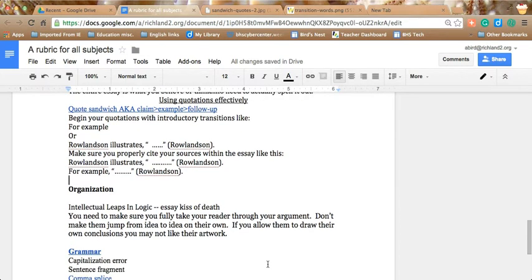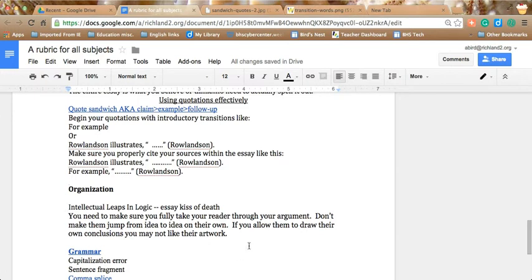Organization. Many times your students, this is not just the 5-paragraph essay organization we're talking about here. Sometimes they'll have intellectual leaps in logic. They'll draw conclusions and then be upset that they don't like your artwork. So what I do is I make a comment about how they've jumped from one idea to another without accurately leading the reader through their points of the argument. So I'll stick that on there.